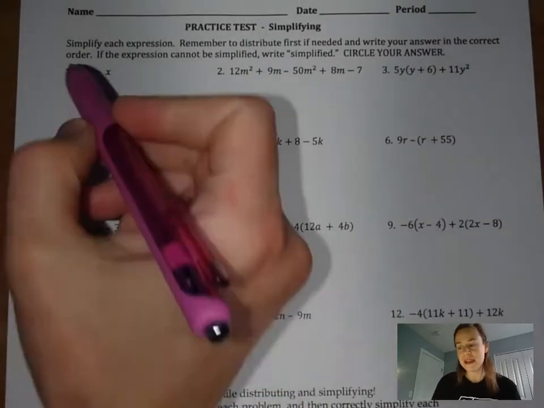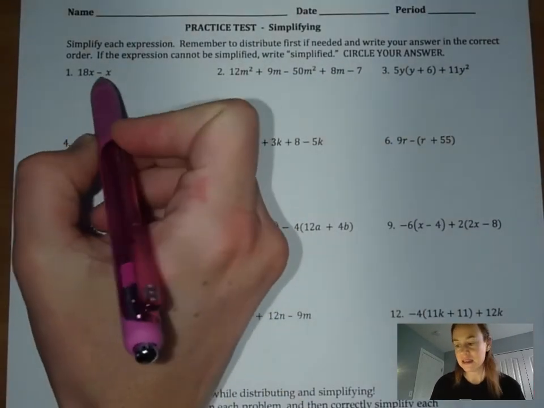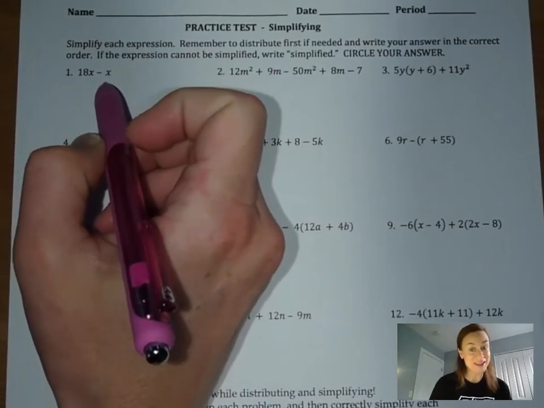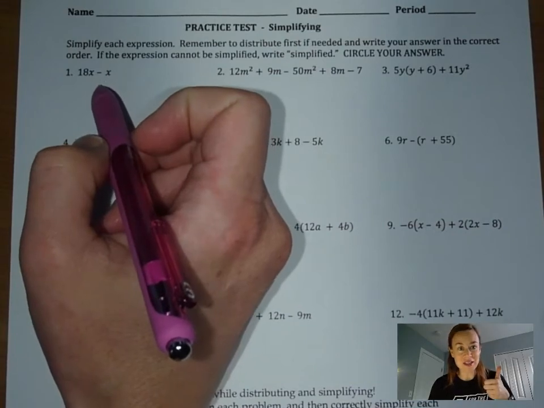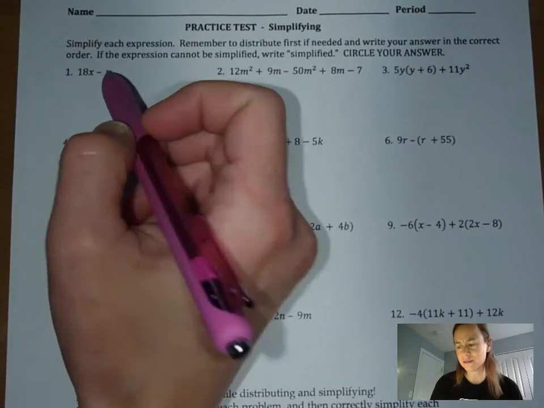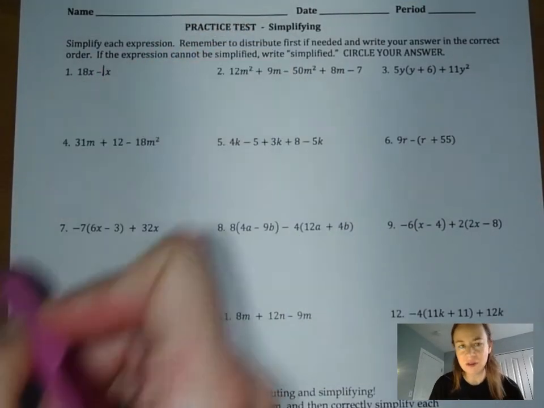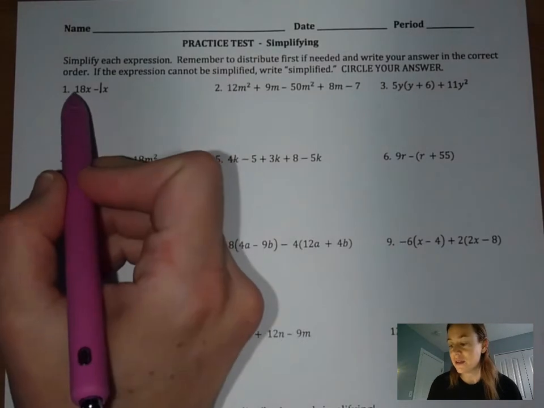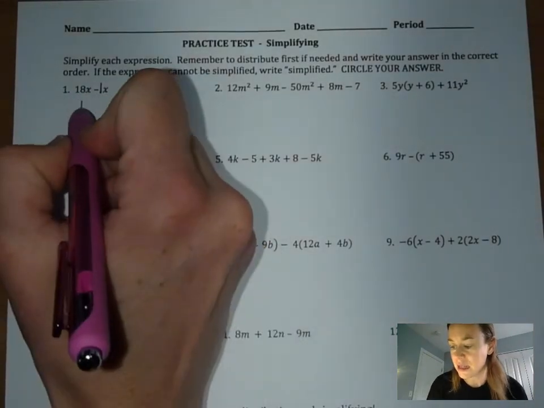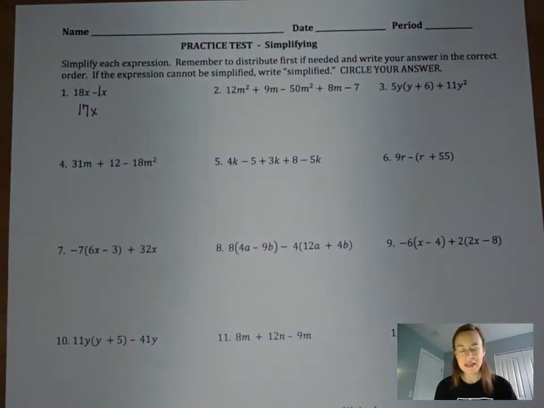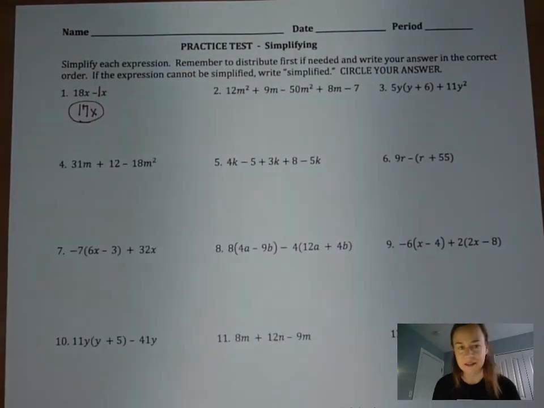So number 1, 18x minus x. Now it looks like the variable in both of those terms is just a plain old x, so they are like terms, which means we can just subtract. So what are we going to subtract? 18 minus what? Well, there should be a 1 there. You can pretend there's a 1 in front of the variable if there's no coefficient. So 18 minus 1 is 17, and then it's still an x. So 17x is our final answer.